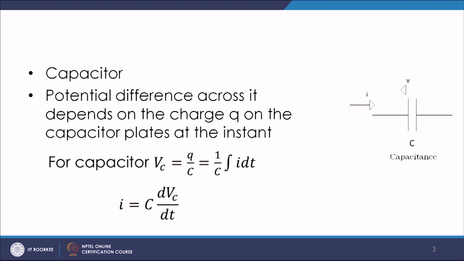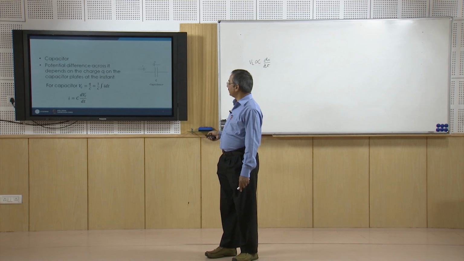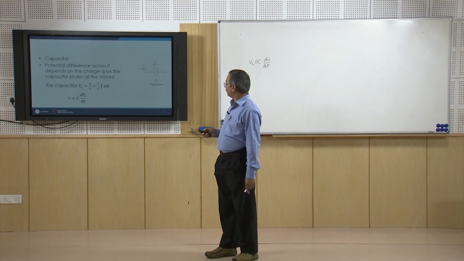Here C is what we call the capacitance of the capacitor, and I can replace Q by the integral of I dt, that is, the integration of current gives the total charge accumulated across the capacitor plate. From here I can find the current, that is, if I differentiate it, I get I equal to C dVc by dt. This is how we define the capacitor.